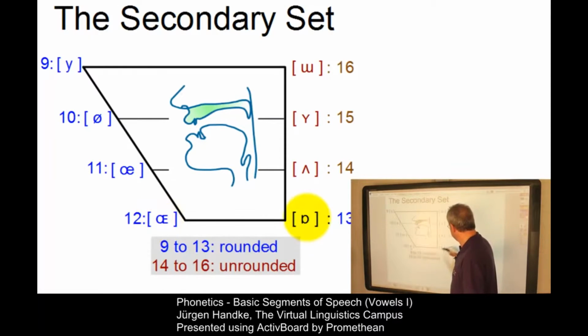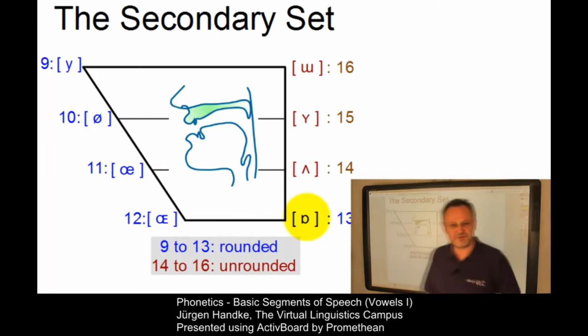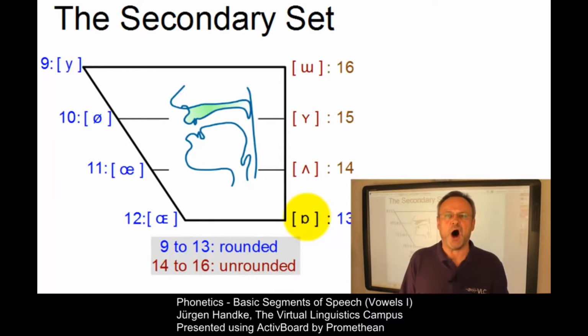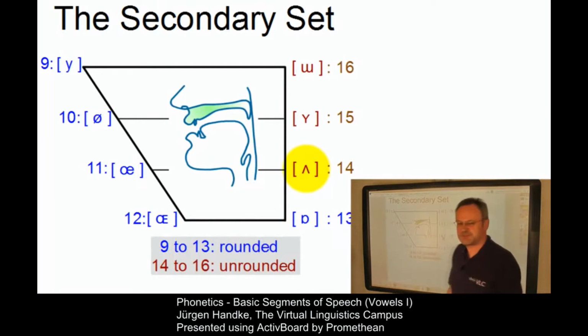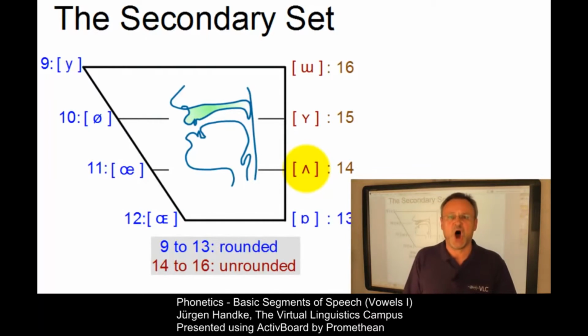And here is cardinal number 13. First of all, the back vowel, cardinal number 5, would be O, and O with rounded lips. And now the remaining cardinal vowels, 14 to 16, are produced with spread lips. So I first of all produce cardinal 6 with rounded lips. O, and then I unround my lips.